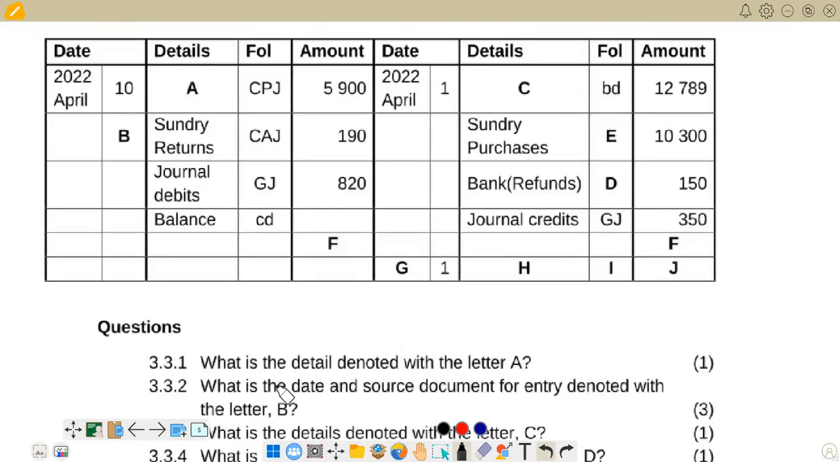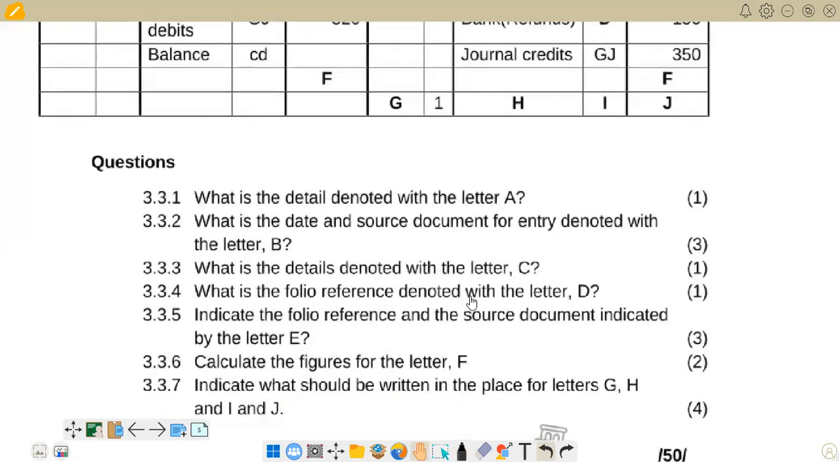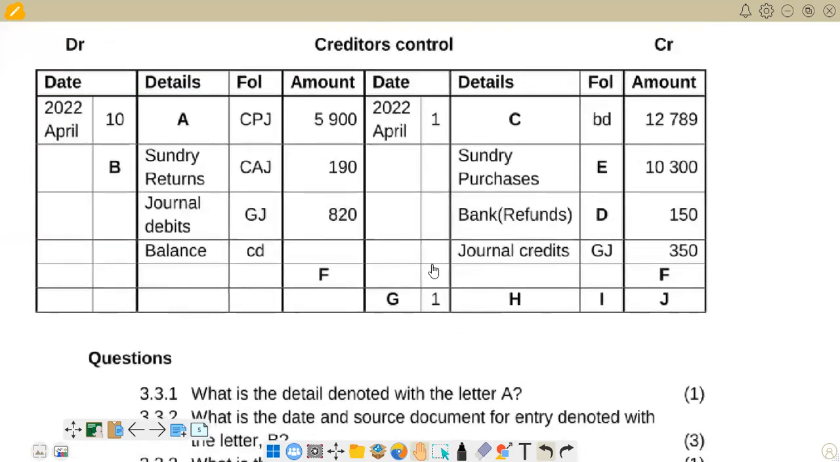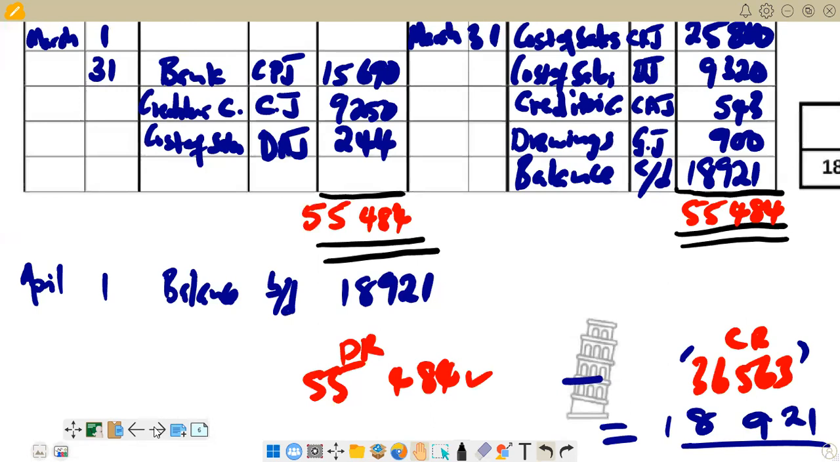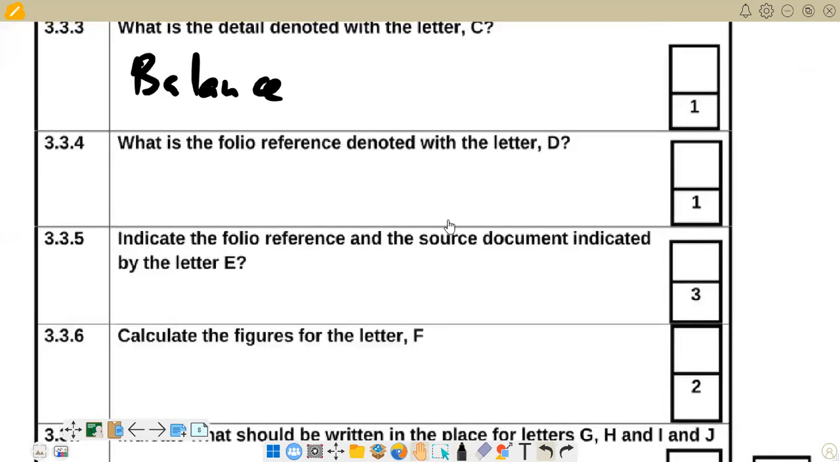Right, on 3.3.3, we check what question do we have. It's saying, what are the details denoted with the letter C? Right, this is obviously our BD on folio, so obviously our C is balance. We have balance there on C. So we are just going to put that one as our balance. Then we go to the next one. The next one is saying, what is the folio reference denoted with the letter D? We go back again to check where we have our D.